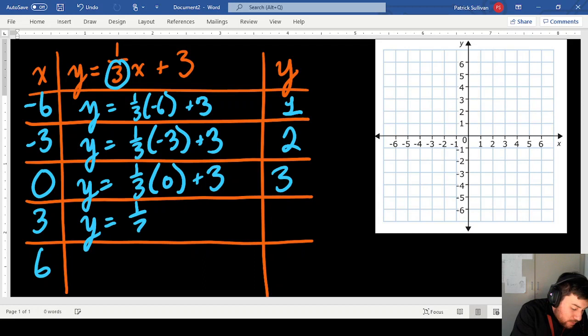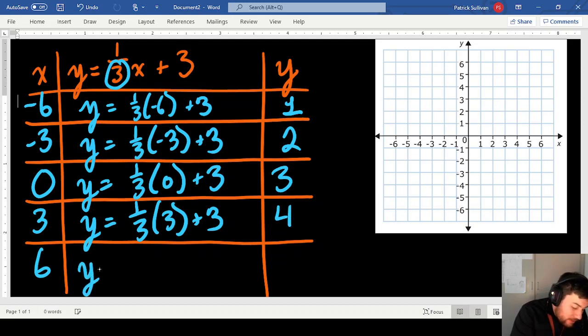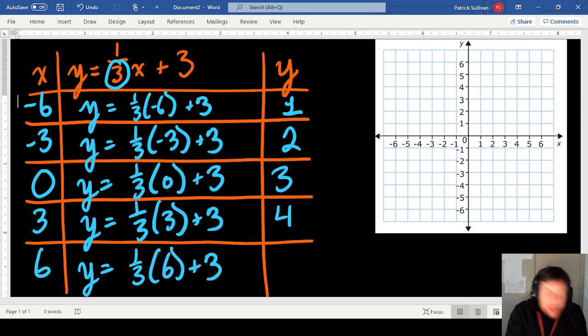Continuing, y equals 1/3 times 3 plus 3. 1/3 times 3 is equal to 1. 1 plus 3 is equal to 4. And I have y equals 1/3 times 6 plus 3. 1/3 times 6 is 2. 2 plus 3 is 5.